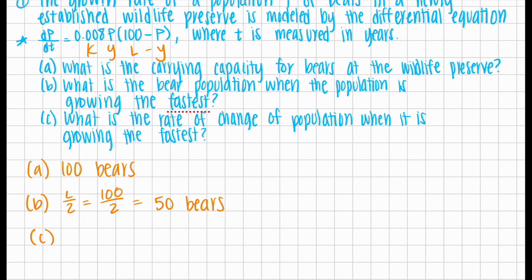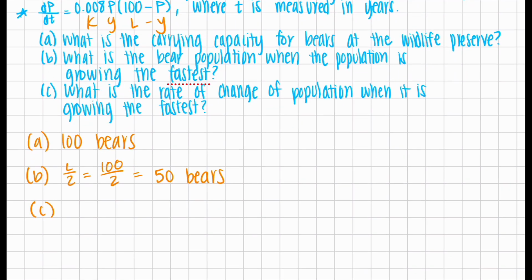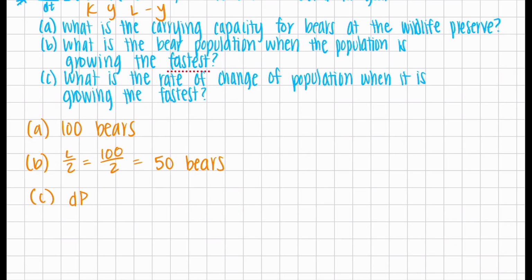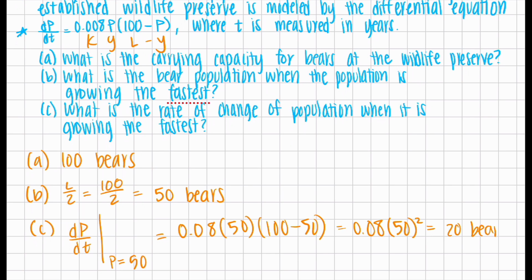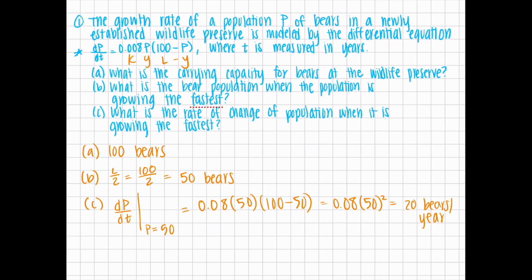Part C, what is the rate of change of the population when it is growing the fastest? So for this one, we want the rate of change, so that's going to be dP/dt. When the population is growing the fastest, we know that's when the population is 50. So we're going to plug 50 into our dP/dt, times 100 minus 50. And notice this is 0.08 times 50 squared. And I'm just going to tell you that that equals 20 bears per year. So this is our first example.